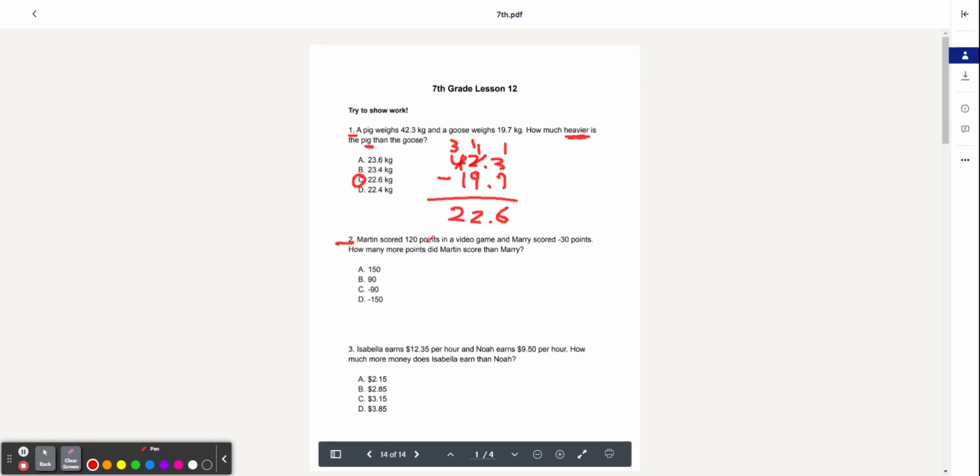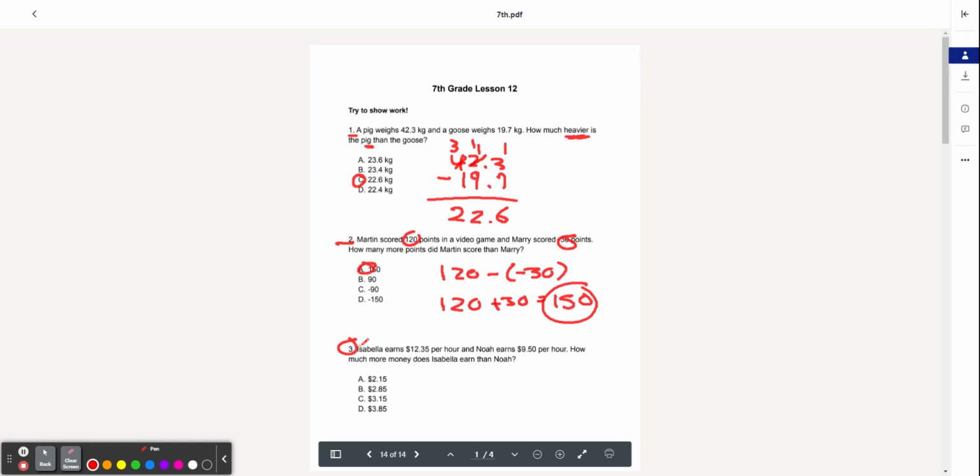Number 2, Martin scored 120 points in a video game and Mary scored negative 30 points. How many more points did Martin score than Mary? So, to find the difference, we have to subtract, right? And since we're subtracting a negative amount, two negatives become a positive, okay? So that becomes 120 plus 30, which is 150. So the difference between 120 and negative 30 is 150, which is B.